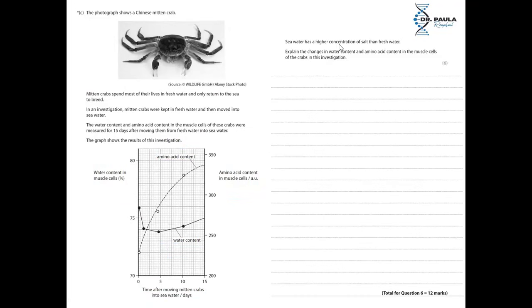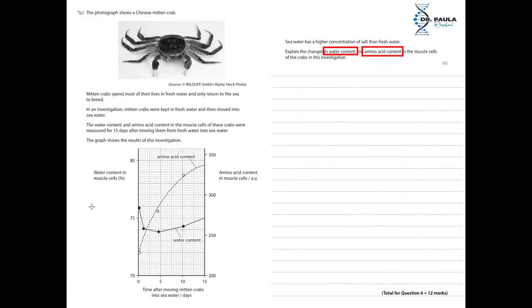Seawater has higher concentration of salt than fresh water. Explain the changes in water content and amino acid content in the muscle cells of the crab in this investigation. For sure. Perfect. So I have to focus first on the water content, and then I have to see details about the amino acid content. And as we said, I have to mix between what I see and why that is, so it's mixed between description and explanation.